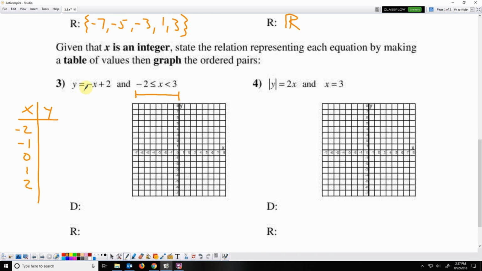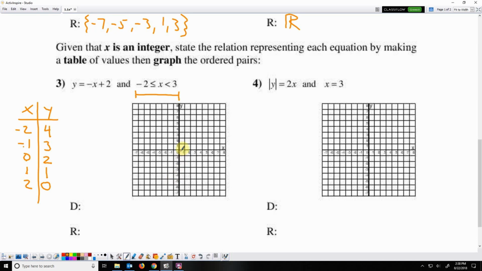Then I need to plug all these x values in. So those are my inputs. I'm plugging them in and finding an output, a y value. So I'm going to plug in that -2. Opposite of -2 is 2, plus 2 is 4. -1: opposite of -1 is 1, plus 2 is 3. Opposite of 0 plus 2 is 2. Opposite of 1 plus 2 is 1. And the opposite of 2 plus 2 is 0.